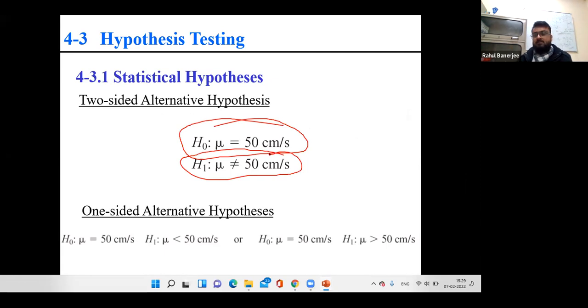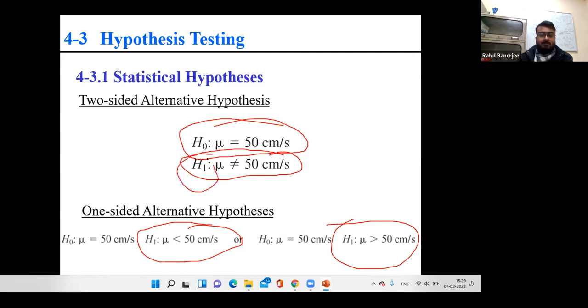This kind of hypothesis is known as a two-sided hypothesis. Or I can say it is less than 50 centimeters per second, or it is greater than 50 centimeters per second. So these are one-sided hypotheses, where we are considering only less than or only greater than. And this H1 is known as the alternative hypothesis. The hypothesis that counteracts the null hypothesis is the alternative hypothesis.